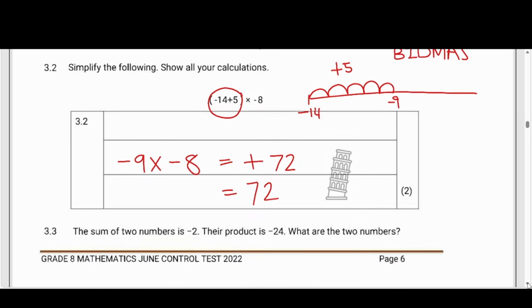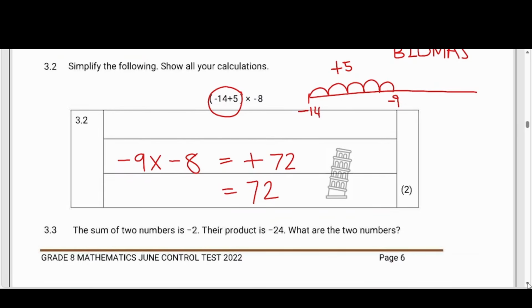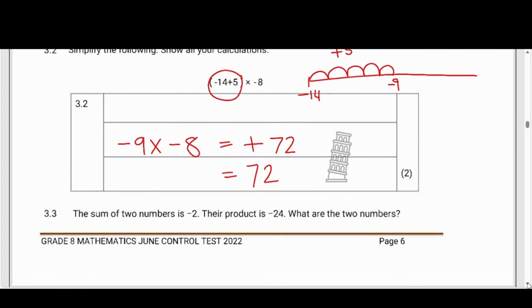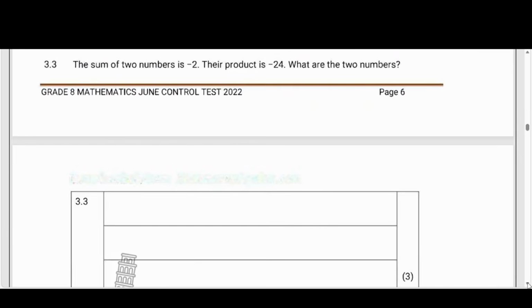3.3, the sum of two numbers is negative 2. Their product is negative 24. What are the two numbers? Okay, so we need two numbers. If we add them together, we get negative 2. If we multiply them, we get negative 24. So this is what I'm going to start with, is the product. So the product is negative 24.